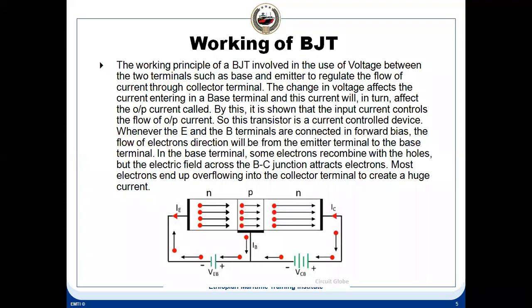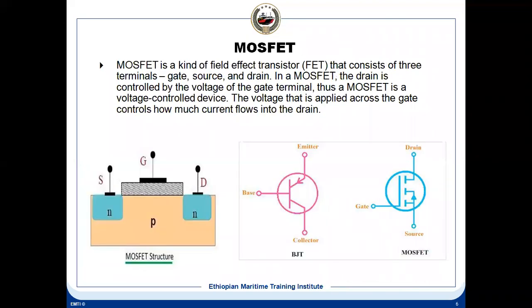Now if you look at the MOSFET, we call it a voltage control device. Why? Because we are applying a voltage at the gate. Okay, in case of a BJT, we are applying a current at the base, but here we are applying a voltage at the gate. The MOSFET is a kind of a field effect transistor that consists of three terminals: gate, source, and drain.